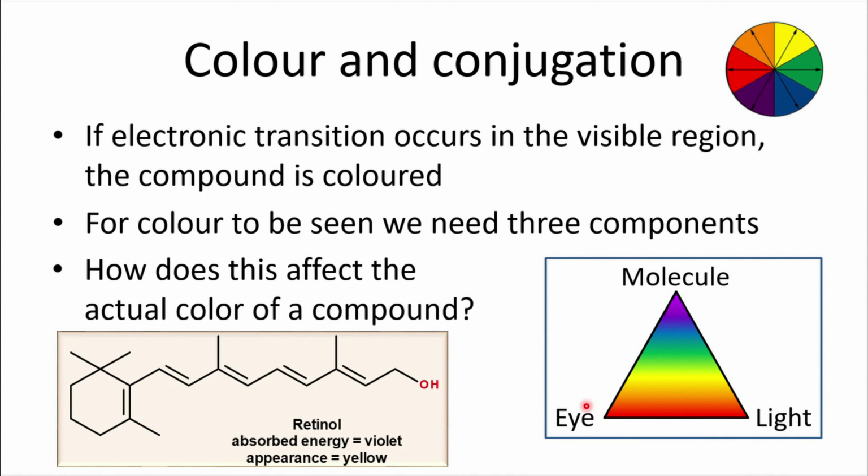And how does this actually affect the actual color of the compound? Basically, retinol is essential for our vision. This compound absorbs the energy, so it absorbs violet, but it appears yellow in color because of the complementarity of colors. Whatever color is absorbed, the opposite of that color is actually shown. So, that is how we see the yellow color.